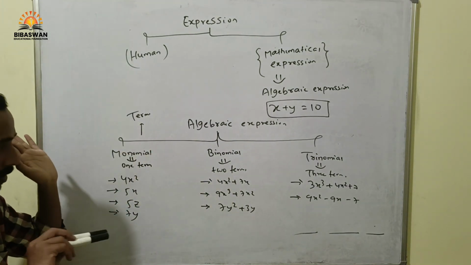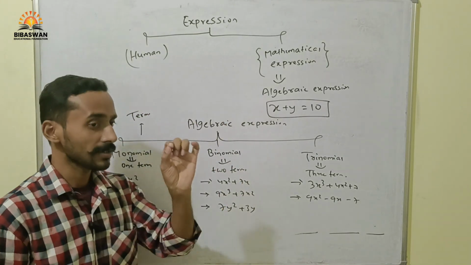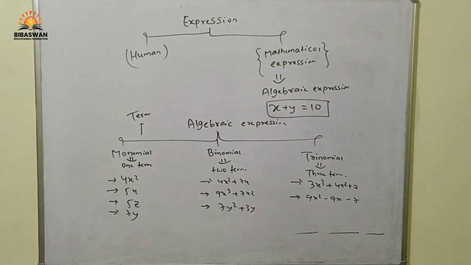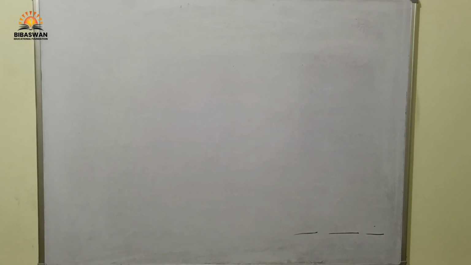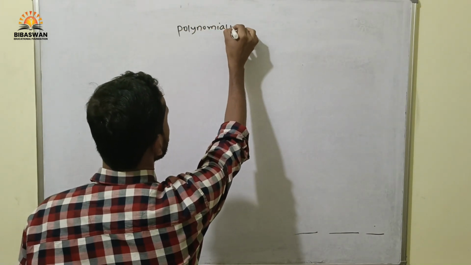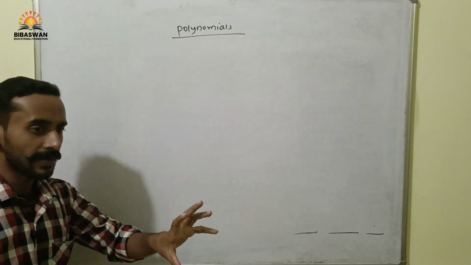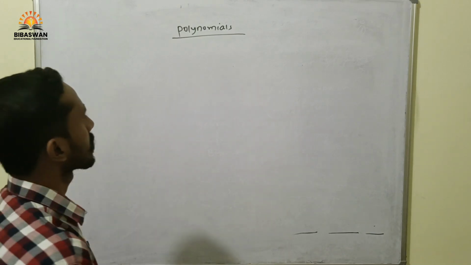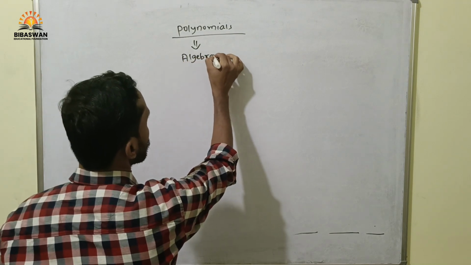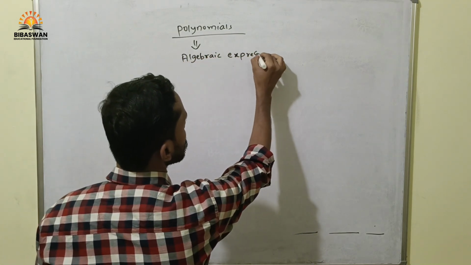Terms. Understood? Now algebraic expression is divided on the basis of degree also. First write it down, after that I will discuss. Now we have defined polynomial. Generally in our school days, in class 7, 8, 9, it is said that polynomial is nothing but an algebraic expression with many terms. But the actual definition is: polynomial is a special type of algebraic expression.